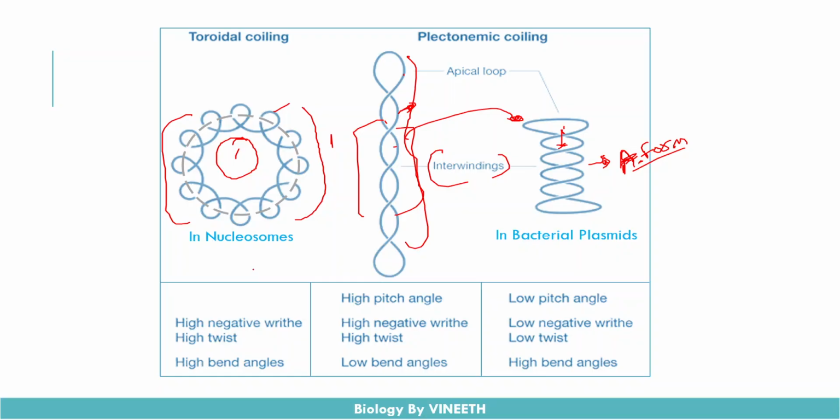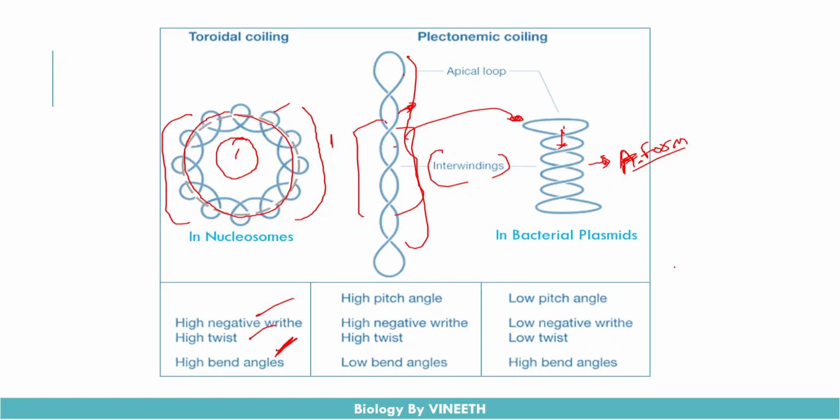this toroidal supercoiling actually has high bend angles. Okay, bend angles due to wrapping of DNA sequences over the histone core protein, or in the nucleosomes. These are actually high angle bends. Okay, and then we have the negative writhe and high helical twist, which I'll be discussing in this lecture only.